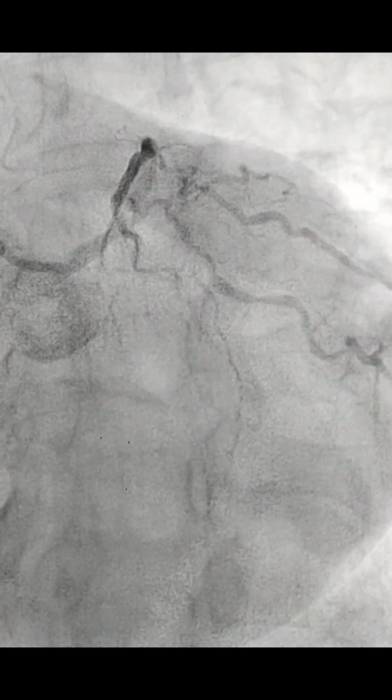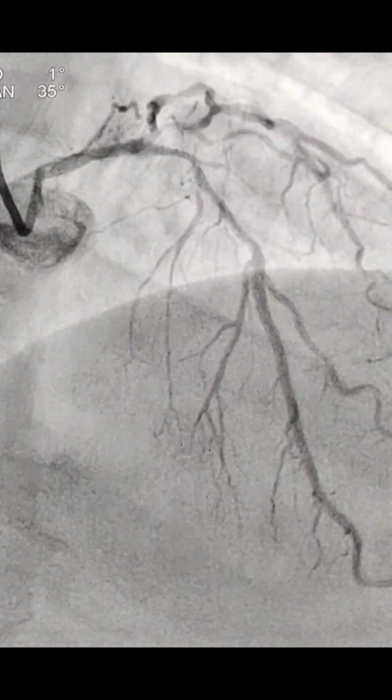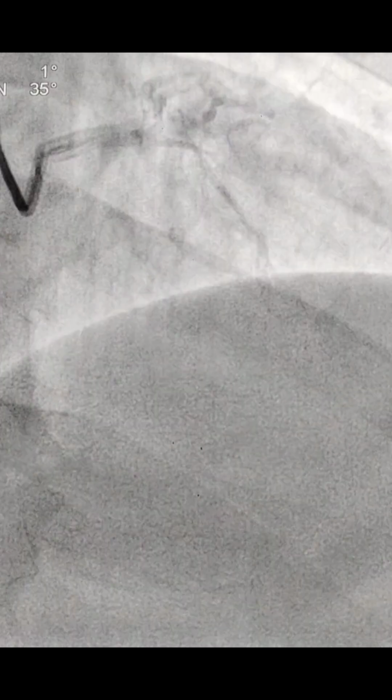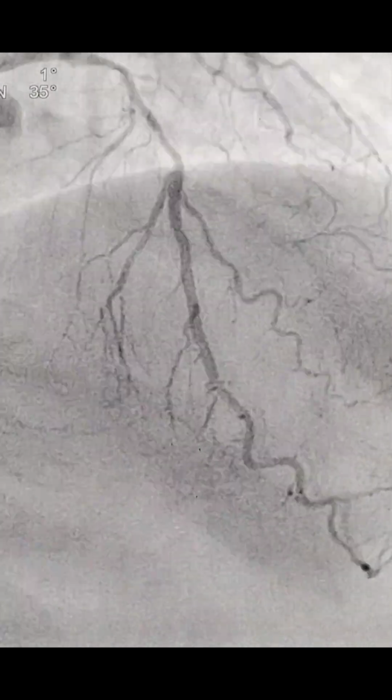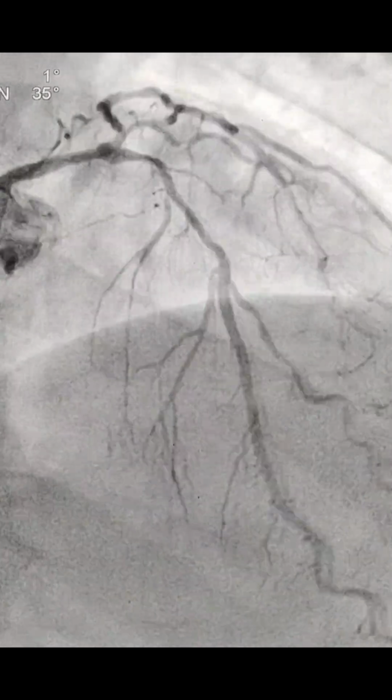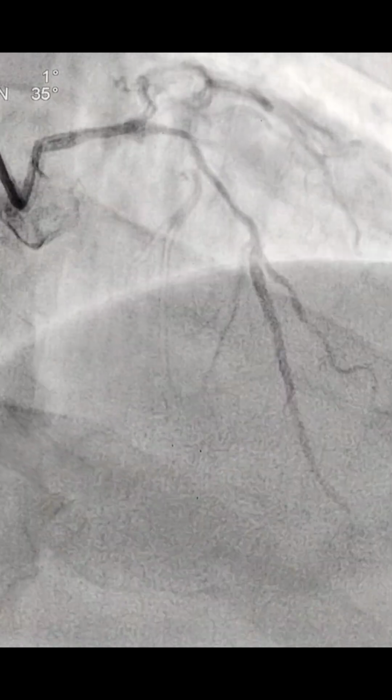This is the right caudal view, and you can see the lesion in the LCX, proximal LCX, and distal LM. And this is the right cranial view, and you can see from proximal to mid there is a significant stenosis in the LAD. This is the right caudal view, and you can see the same thing.